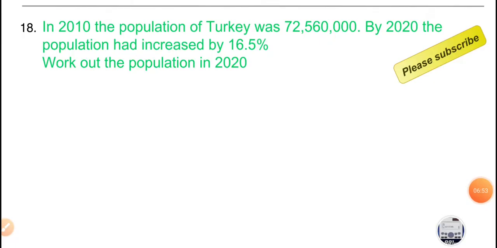Question 18. In 2010, the population of Turkey was 72,560,000. By 2020, the population had increased by 16.5%. Work out the population in 2020. So first of all, what's 16.5% as a decimal multiplier? By now you should have worked out that it's just 1.165.